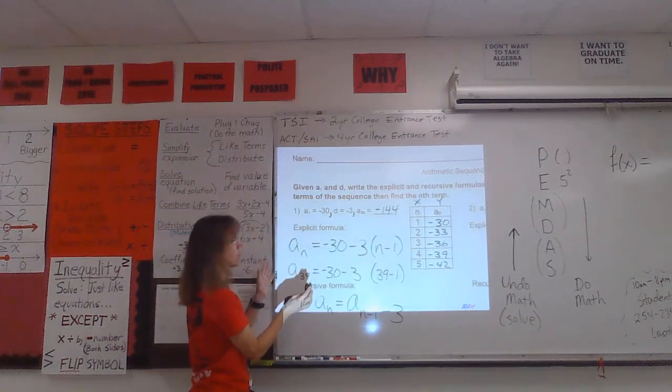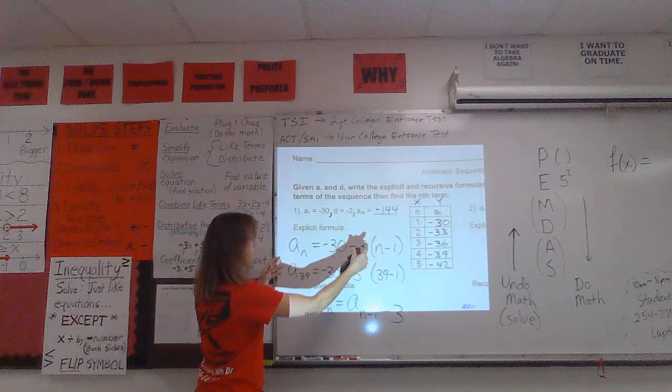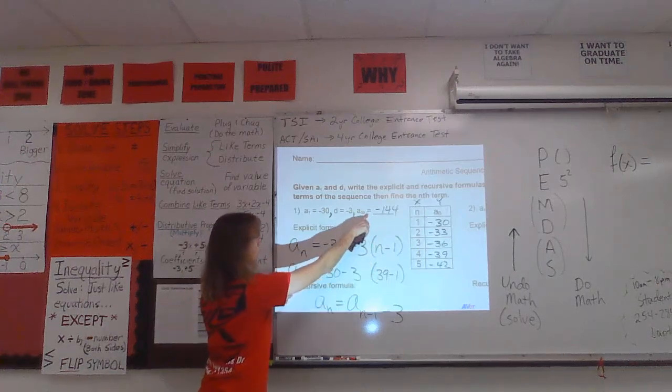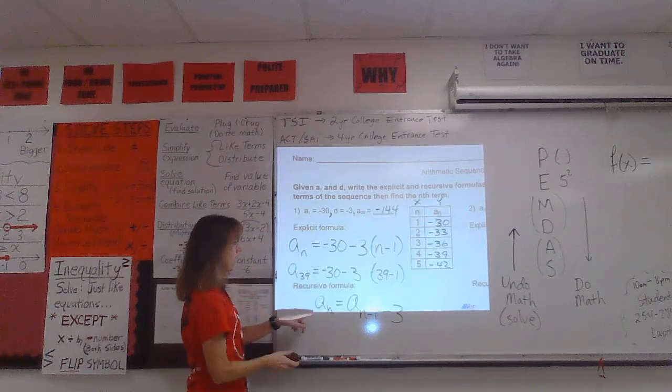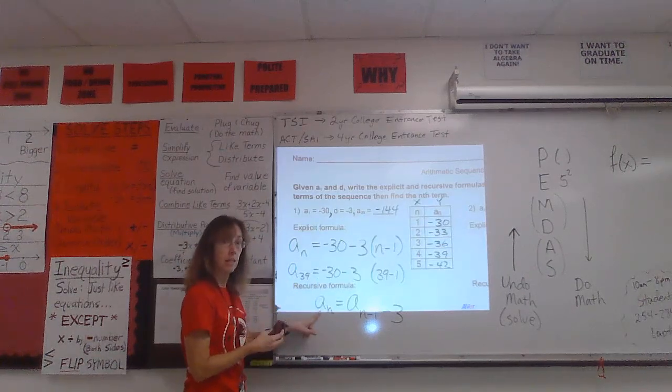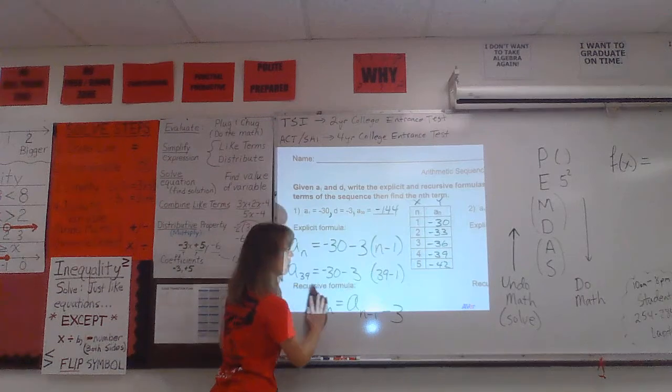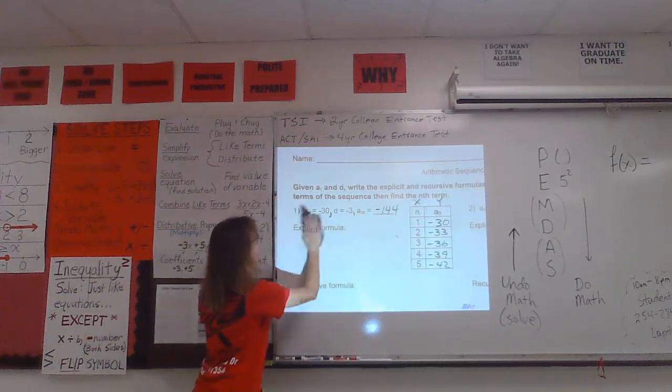Okay, so this is what you're doing. That was number 1. You make a table. You write the explicit formula, you show the substitution for the 39th term, and then you write down your answer, a sub 39 is negative 144, and then you write the recursive formula. So that's what you're doing on each of these problems. Okay, let's try number 2. And then you get to do 2 on your own.